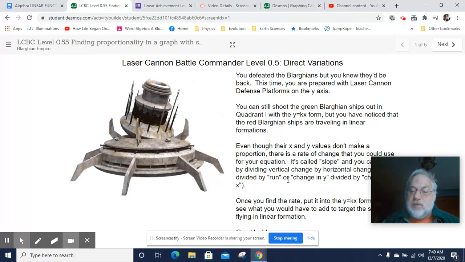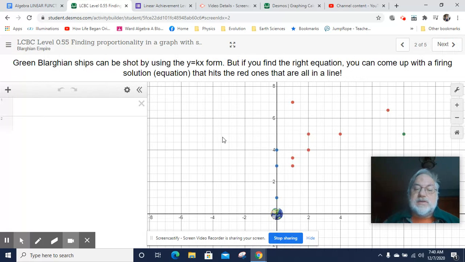So you've got the Blargian Empire has come to invade the Earth. And we are going to be shooting, and I borrowed this from an older one, so I apologize, it's not updated. It implies you've already done this before, but that's okay. You don't have to have already done this to do this. So here we have the Earth. The Earth is at 0, 0, okay?